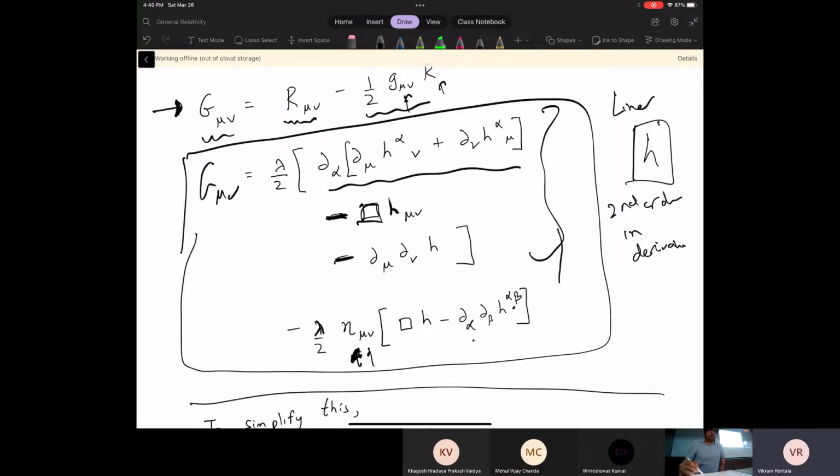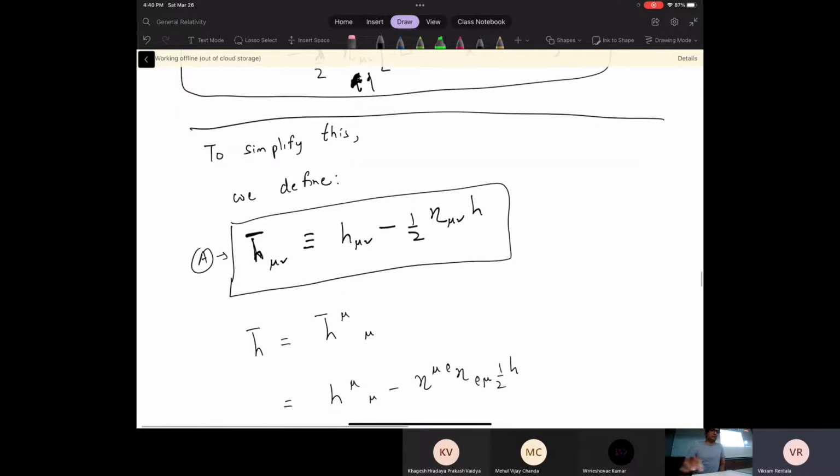So what we're going to do is define something called h bar mu nu. We'll use this as our new variable instead of h mu nu, where h bar mu nu is defined to be h mu nu minus half eta mu nu times h, where h is, as before, h alpha alpha, which is eta alpha beta h alpha beta.